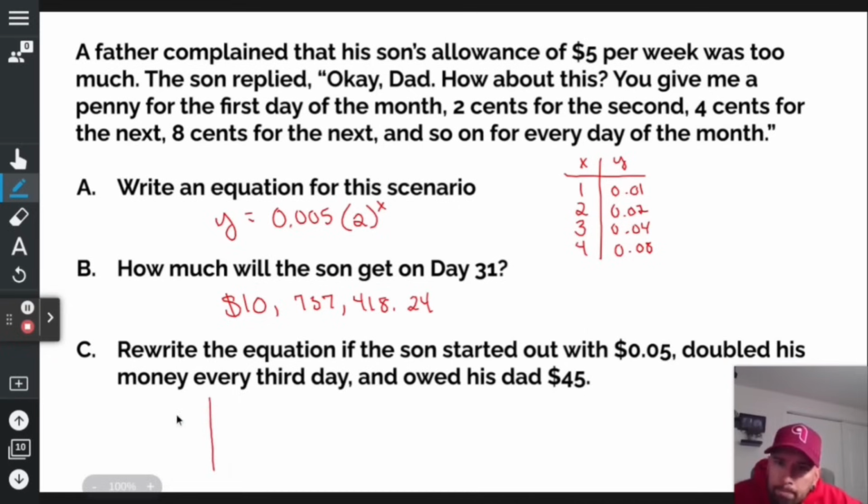On day one, 5 cents. Every third day, which means day four, it's doubled. And then day seven, it's now 20 cents, so 0.2. And on day 10, it is now 0.4. So let's type that information into our calculator and see what we get, and then we'll deal with that $45 in a second.